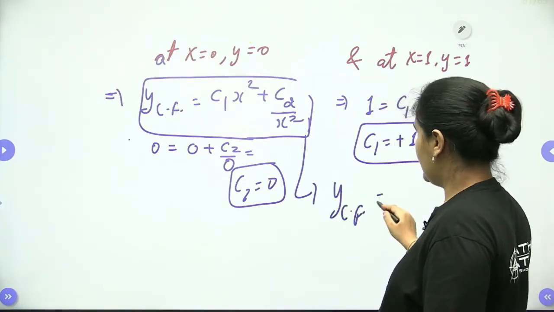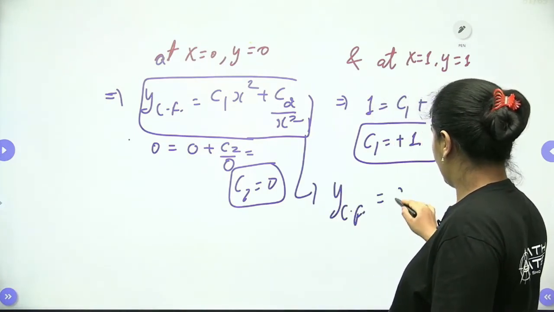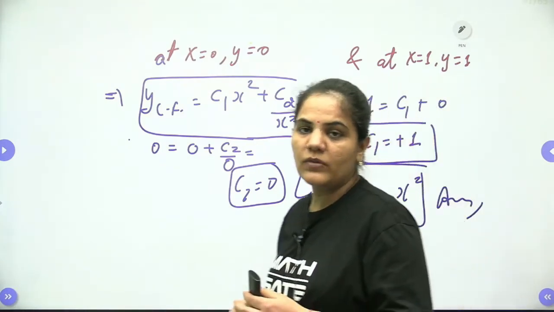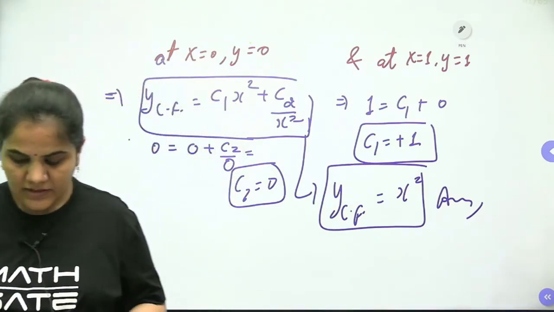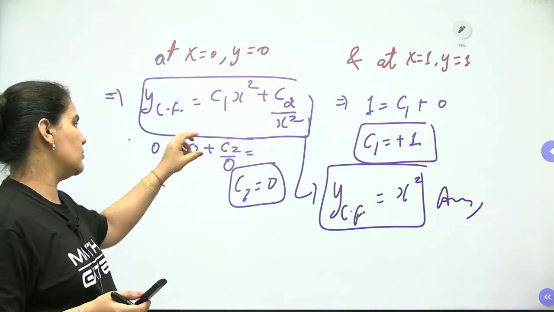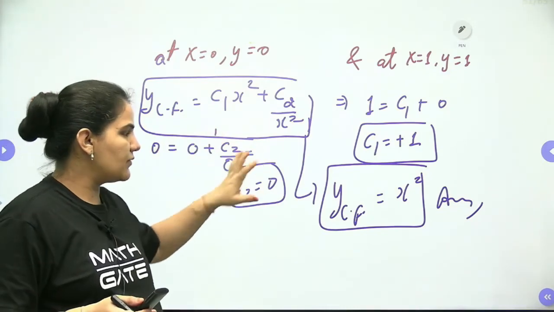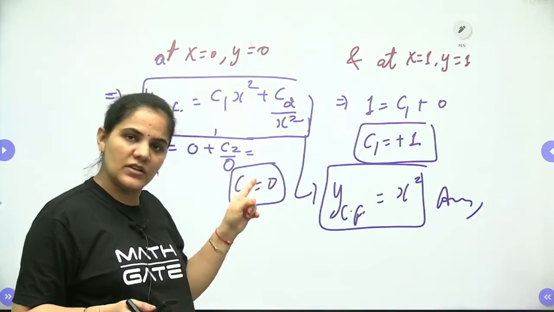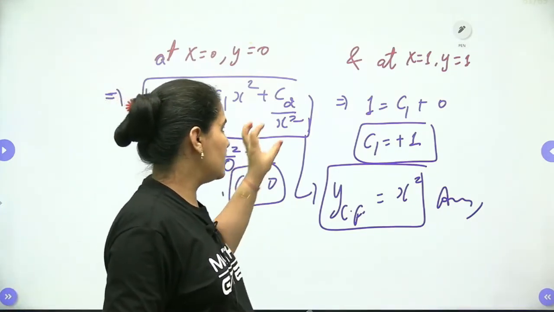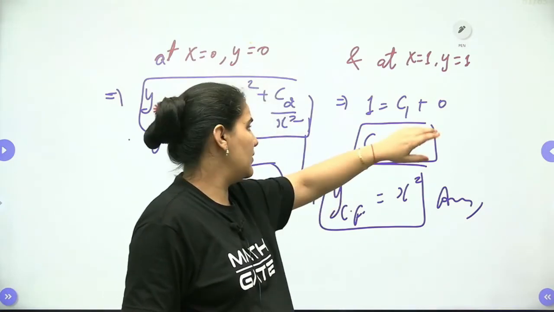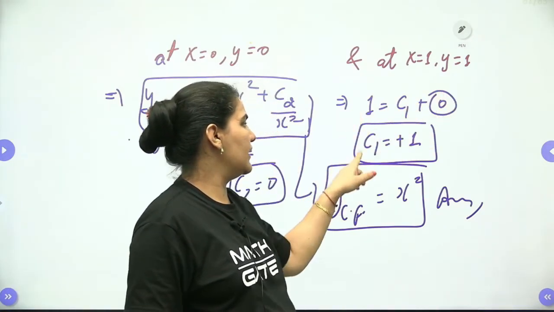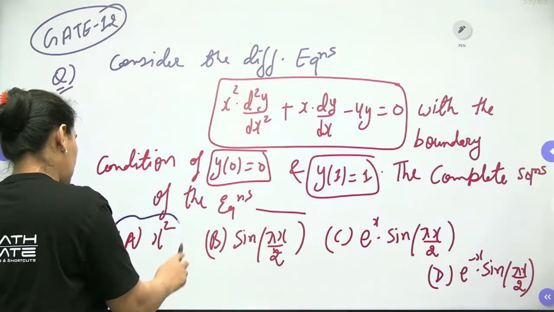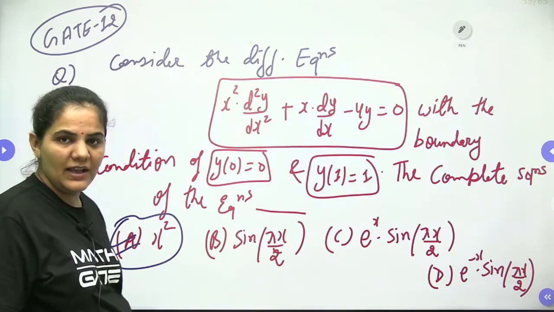So the final answer will be YCF is equal to C1 x squared only, because the value of C1 is equal to 1 and C2 is equal to 0, guys, right? When we have 0 is equal to C2 by 0, from here we can conclude the value of C2 is equal to 0, because C1 does not exist here. So when we put C2 is equal to 0, the quantity C1 will become 1. Do we have options? Yes, we have. So the final answer is option number A.